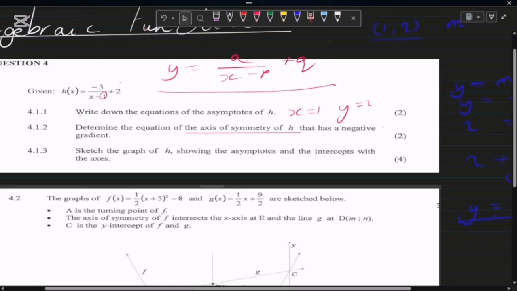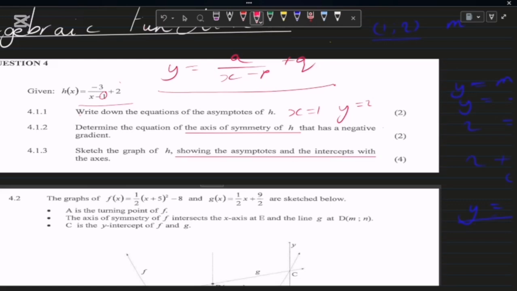And then finally they asked us to sketch the graph of A showing the asymptotes and the intercepts with the axis. Okay, so it's very important for us to understand what they want. Firstly, we must know that they want the sketch of this graph. Of course, we know that, and then very importantly, showing the asymptotes and the intercepts. So in other words, the x-intercepts and the y-intercepts, if they are present, then we have to show them. So there is no need for us to show random points on the graph, right?